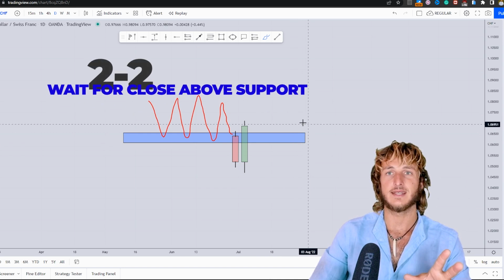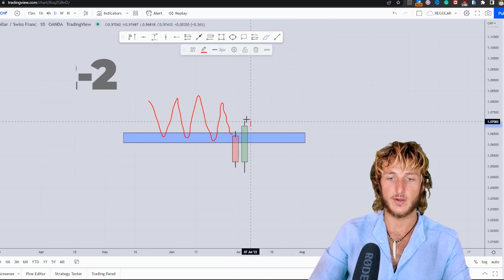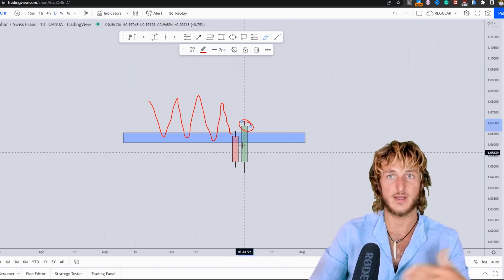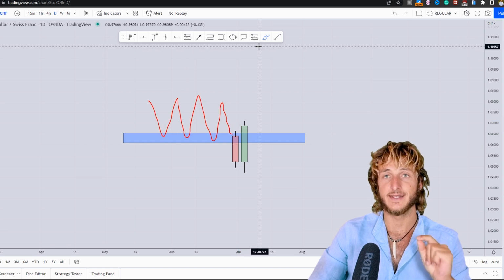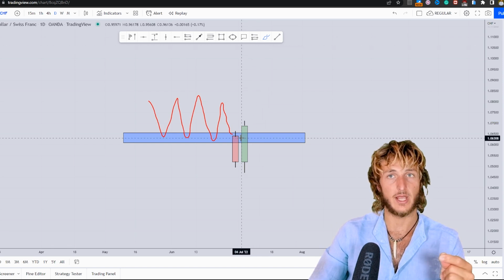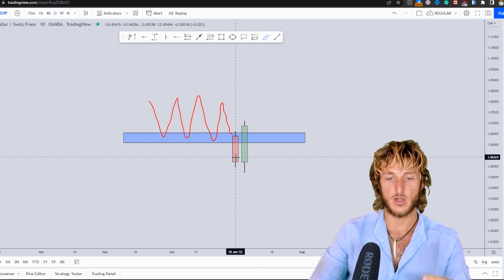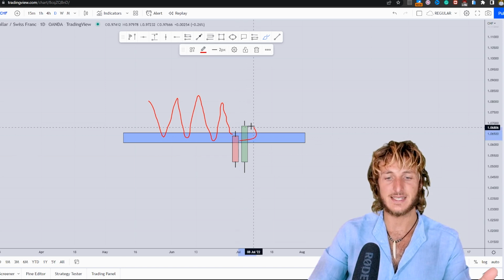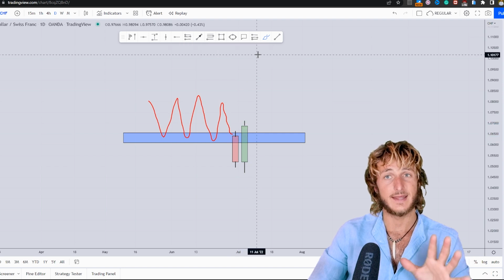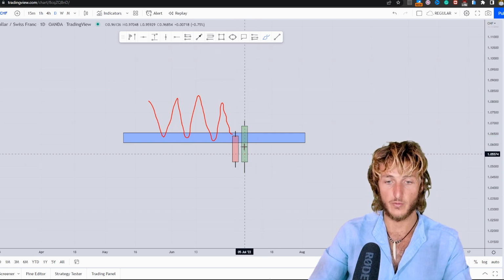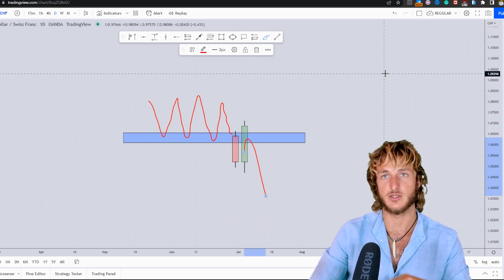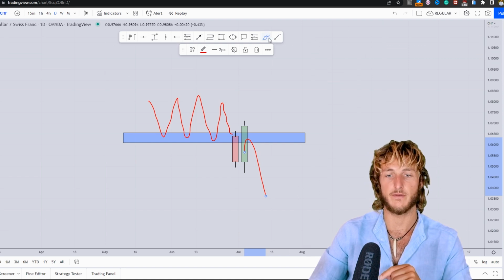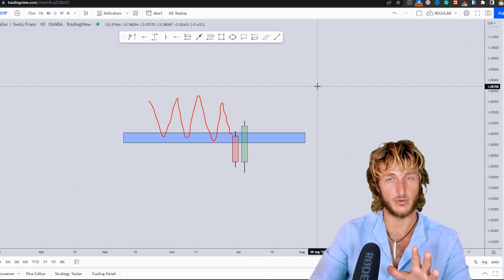The second thing is that it's very important to wait for the next candle to close back above the support. That is the confirmation that the fake breakout has actually happened. Because if you have a close below the support and then the next candle just goes up but doesn't close back above the support, that could still be a break, retest, and continuation to the downside. So you don't know that that is an actual fake breakout. Okay, very, very important.